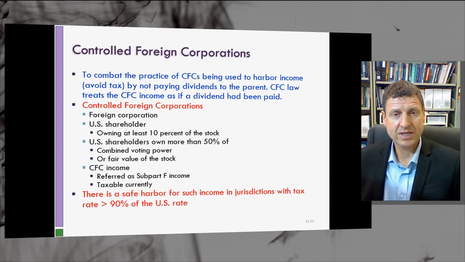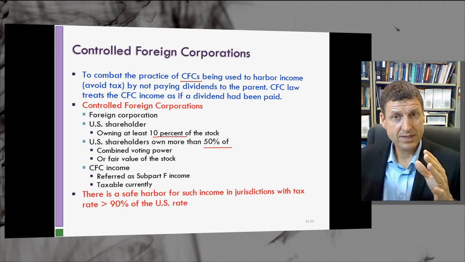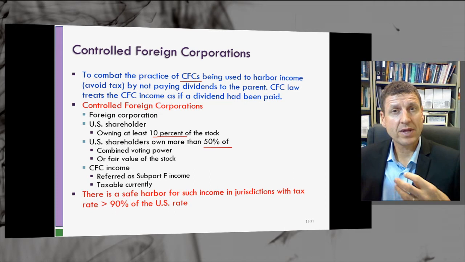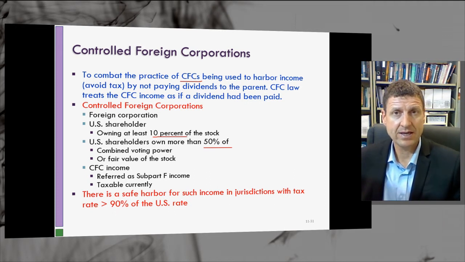This is very interesting. Let's first define what we mean by a foreign controlled corporation. A foreign controlled corporation is where a US company has a subsidiary overseas, owns at least 10% of the stock, and has more than 50% of the voting power, depending on how they set up the articles of association. Therefore they can control what that company is doing, when it pays a dividend, when it doesn't pay a dividend, and other arrangements that company might have.